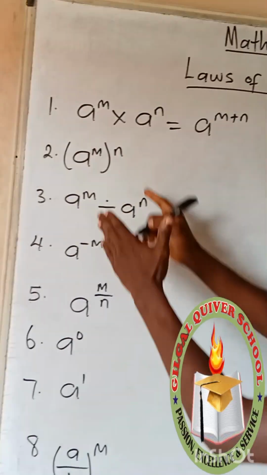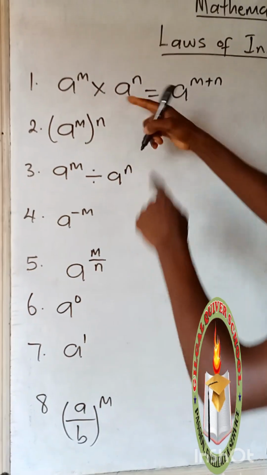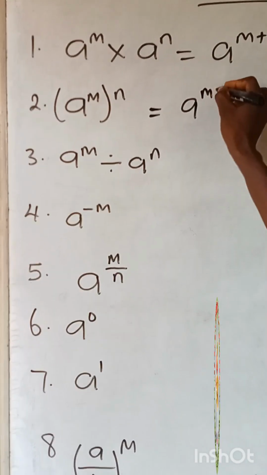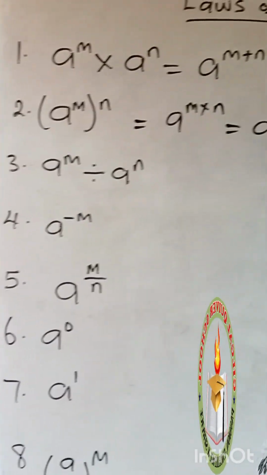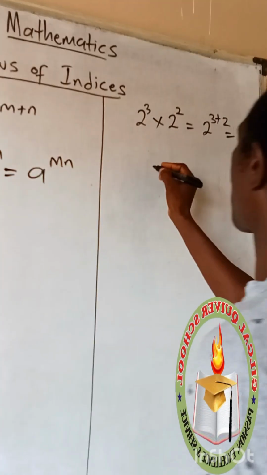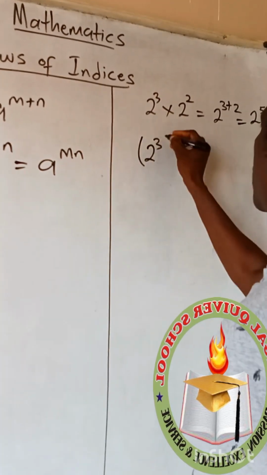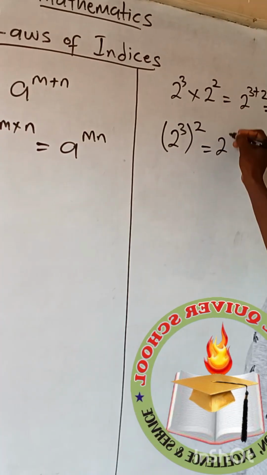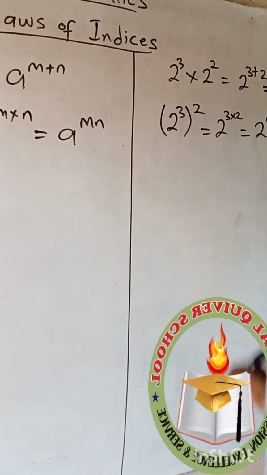The second law says that if you have a raised to power m, bracket close, raised to power n, then it is going to be a raised to power m times n, which is equal to a raised to power mn. So in the same example, if you have 2 raised to power 3 raised to power 2, it is going to be 2 raised to power 3 times 2, which is equal to 2 raised to power 6.